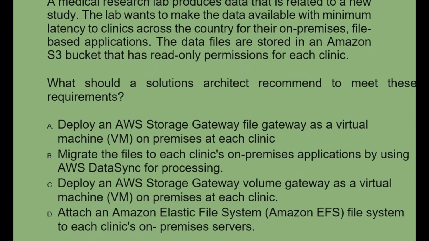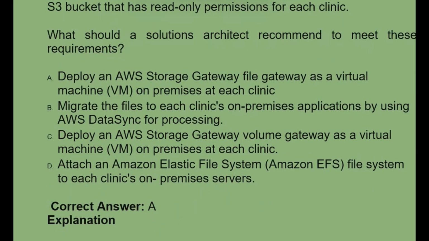Option A. Deploy an AWS Storage Gateway file gateway as a virtual machine, VM, on premises at each clinic. Option B, migrate the files to each clinic's on-premises applications by using AWS DataSync for processing. Option C, deploy an AWS Storage Gateway Volume Gateway as a virtual machine, VM, on premises at each clinic. Option D, attach an Amazon Elastic File System, Amazon EFS, file system to each clinic's on-premises servers. Correct answer is option A.